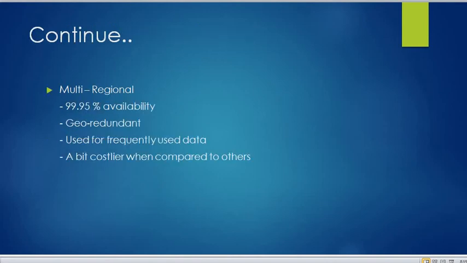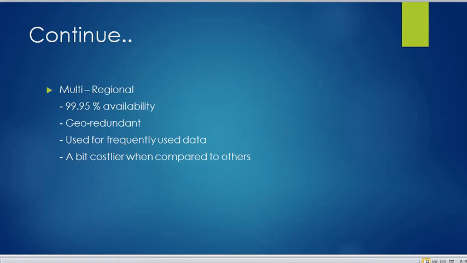So let's talk about multi-regional buckets. For multi-regional buckets, Google promises 99.95% availability. This is huge. Since this is multi-regional, it is called geo-redundant. That means the data can be accessed from anywhere in the world. Practically, data is stored in at least two regions which are separated by at least 100 miles. So we have data redundancy here.